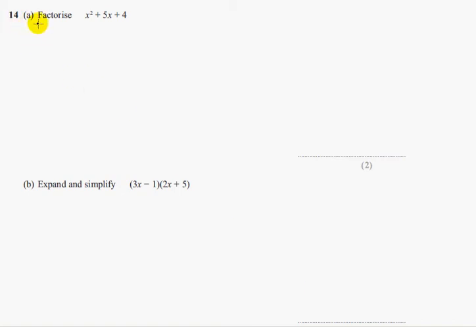Question 14, Part A. Factorise x squared plus 5x plus 4. Now that is a quadratic, so we're going to need two brackets. Factorise means put into brackets. So we're going to have x's in both the brackets. Now we need two numbers that times together to make positive 4 and add together to make positive 5.